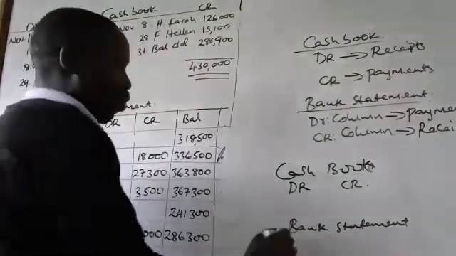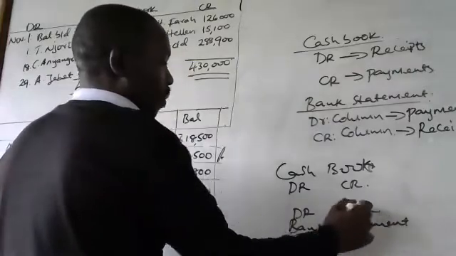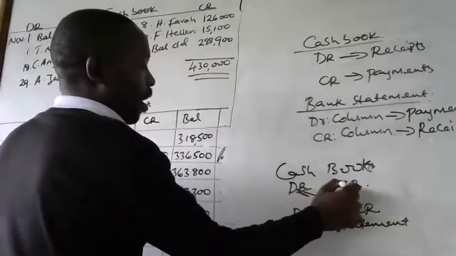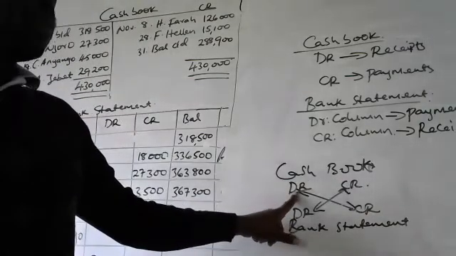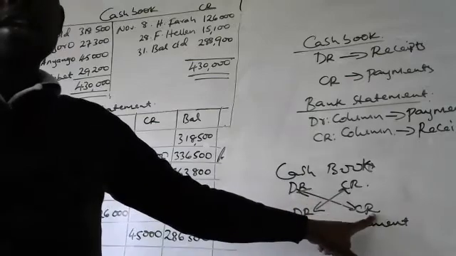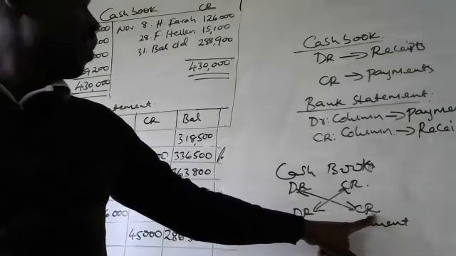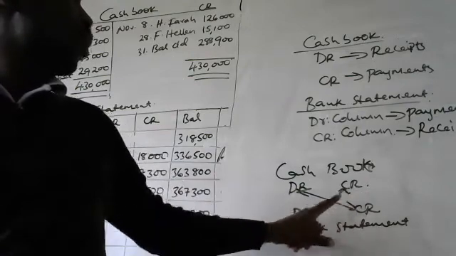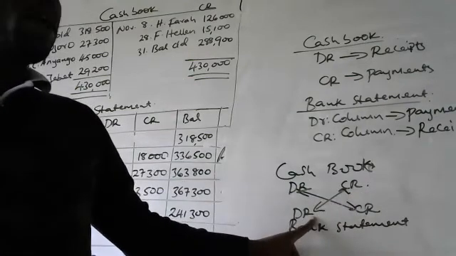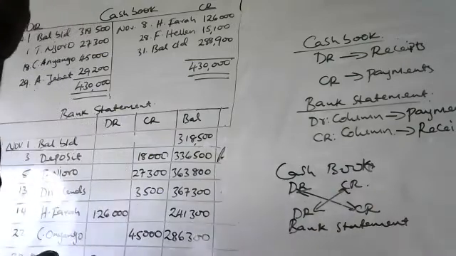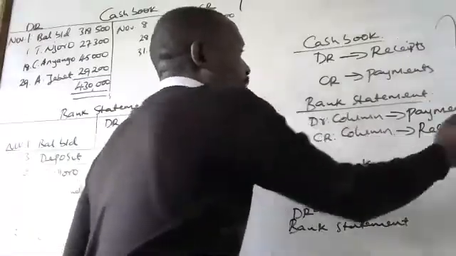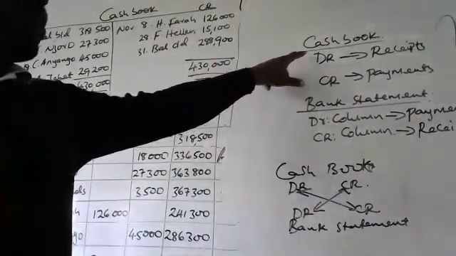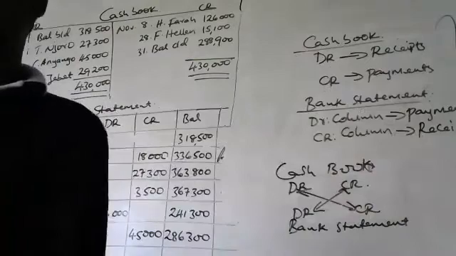The bank statement also has the debit column and the credit column. They behave diagonally like that. What is on the debit side of the cash book, you can only find it on the credit side of the bank statement. What is on the credit side of the cash book, you will find it on the debit side of the bank statement. They are not on the same side. So that is what you need to remember. Whenever you are given the extract, just have it like this: the debit of the cash book is the same as the credit of the bank statement.